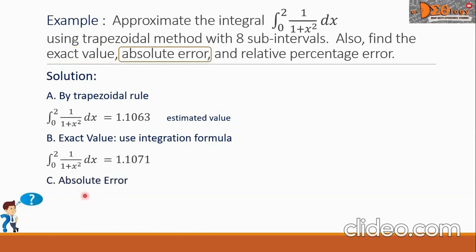Then the absolute error. Our formula is the absolute value of A minus B. The A here is this estimated value. The B is the exact value. Substituting the corresponding values, we have now the absolute value of 1.1063 minus 1.1071. The answer is the absolute value of negative 0.0008. And we simplify this into 0.0008.